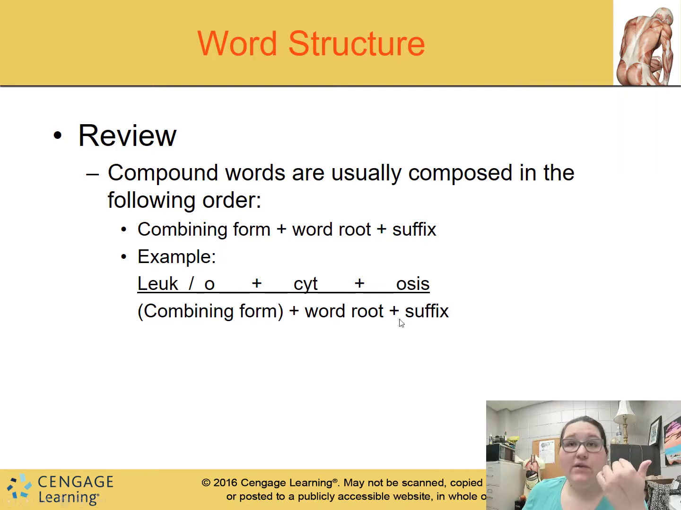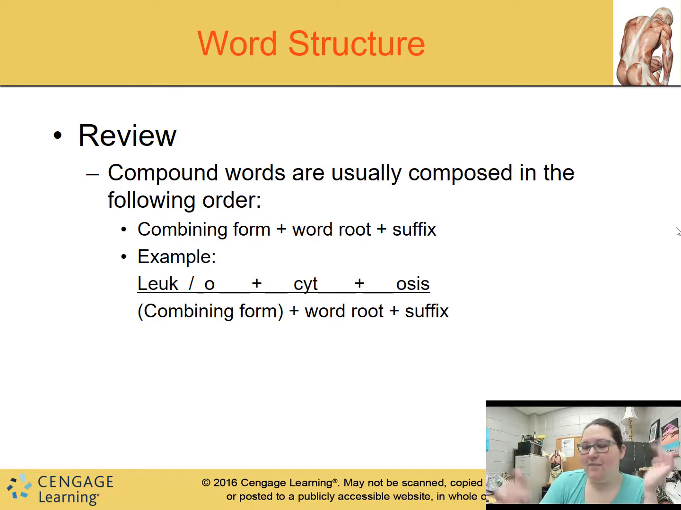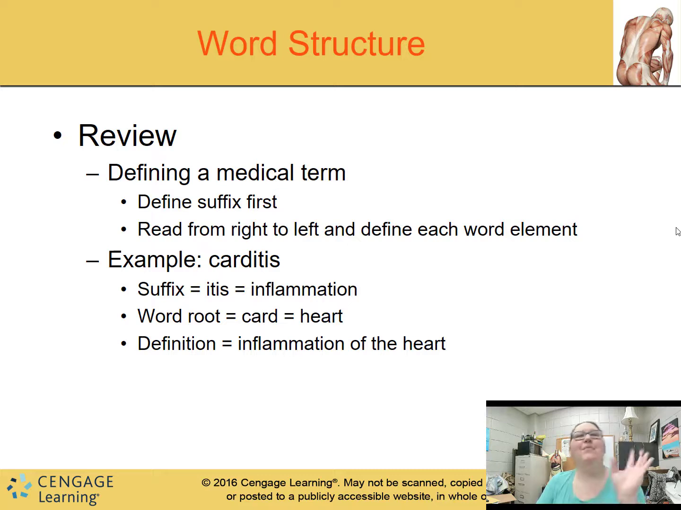Remember, we always start with the suffix. So abnormal increase of the white blood cells. See how we explain that? We were able to break it down. We know exactly what it means. Leukocytosis is an abnormal increase in white blood cells. Looks like I know what I'm talking about, right? I hope so. But anyway, that's how we do it.